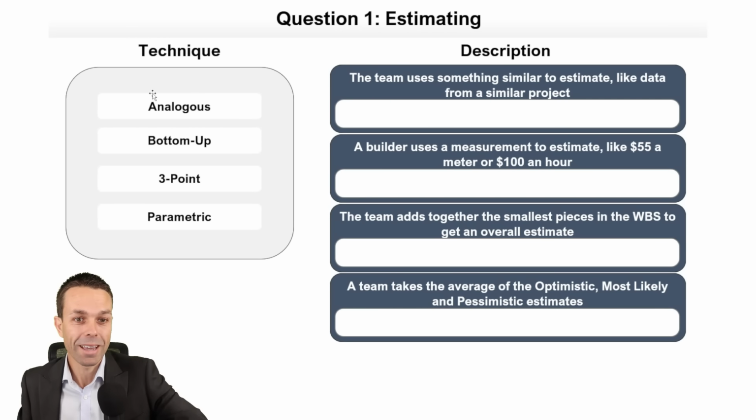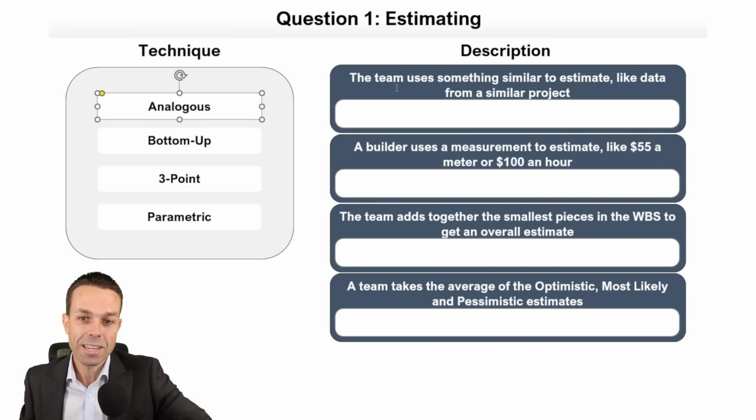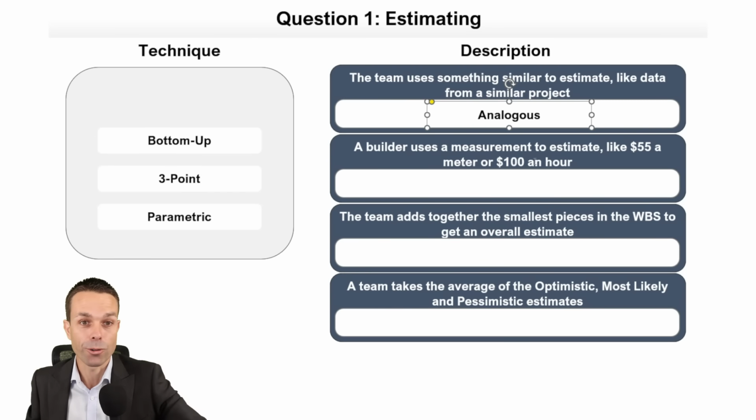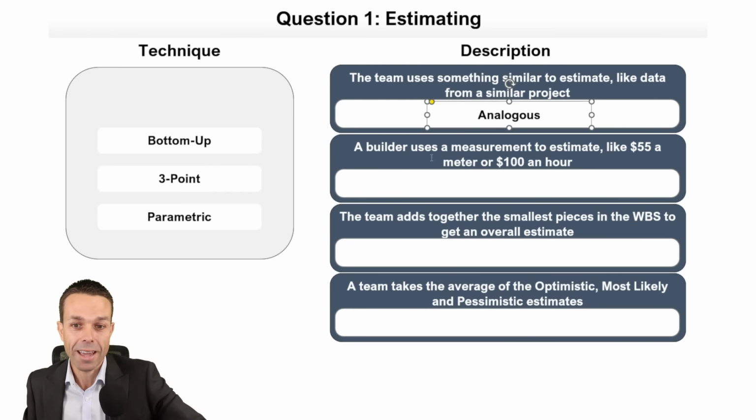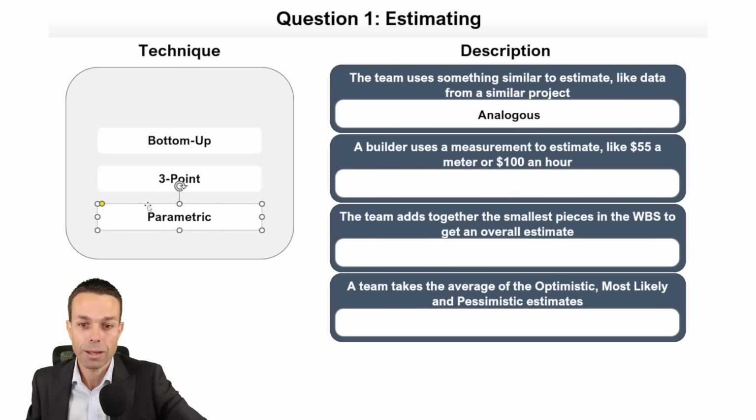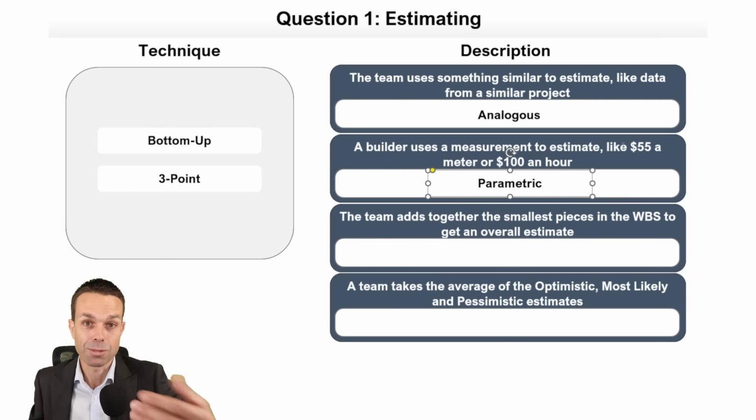And the first one we're looking at is estimating. If the team uses something similar to estimate, like data from a similar project, it's similar and it's an analogy. So we're using analogous estimating with our team. If a builder uses a measurement to estimate, like $55 a meter or $100 an hour, they are using a parameter. So it's parametric estimating. And that can be extremely useful if we've got some data around that, like $55 a meter, for example.